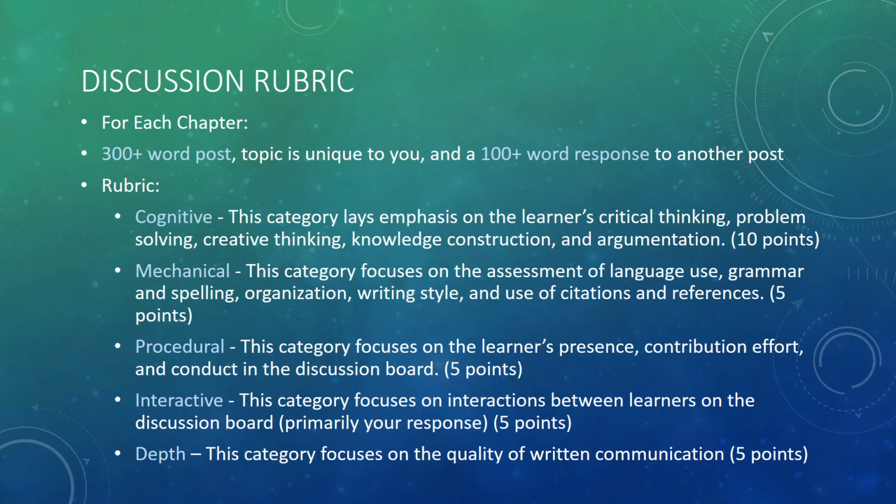And then depth is a category of, are you getting something out of this? Is this more than just a surface or a high school level communication? It needs to be, again, substantive. There need to be good quality written communications on these things, and that's worth 5 points. That should be another very easy 5 points for you. So this is the rubric for each post and response for each chapter.